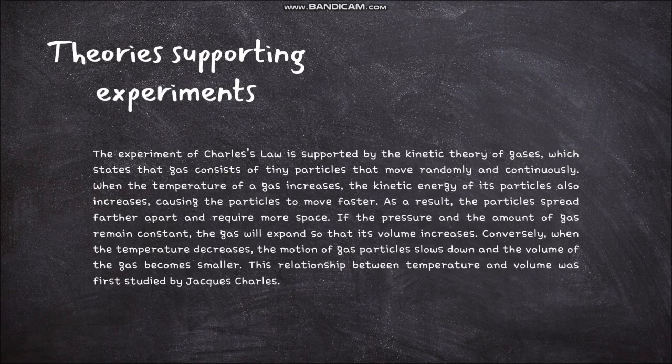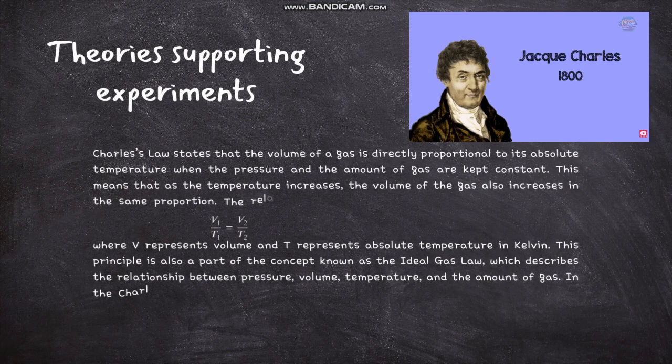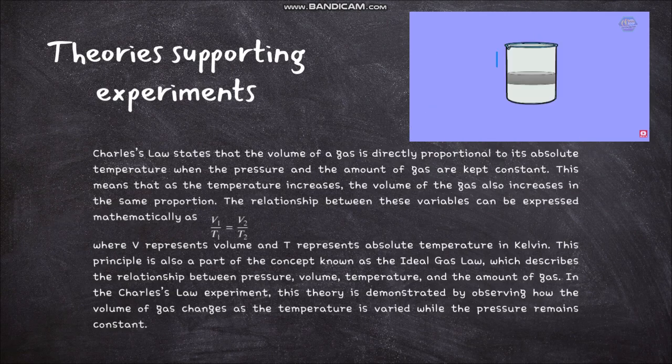This relationship between temperature and volume was first studied by Jacques Charles. Charles' law states that the volume of a gas is directly proportional to its absolute temperature when the pressure and the amount of the gas are kept constant. This means that as the temperature increases, the volume of the gas also increases in the same proportion. The relationship between these variables can be explained mathematically as V1/T1 = V2/T2, where V represents volume and T represents absolute temperature in Kelvin.